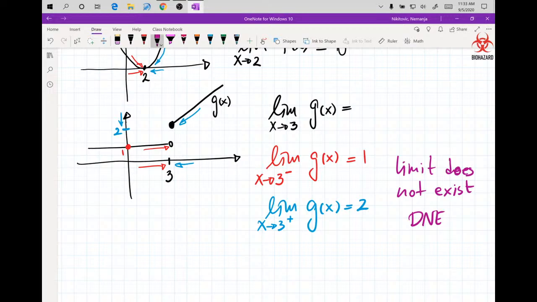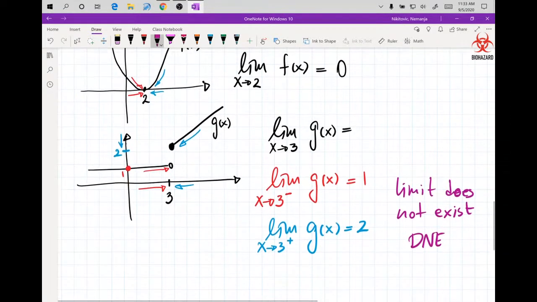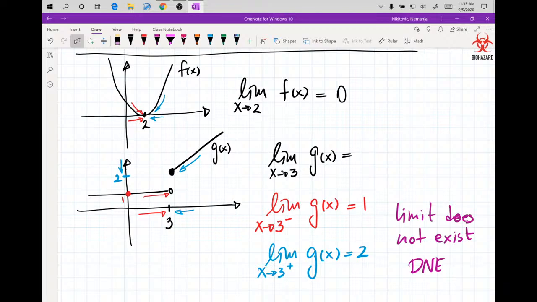So what we have here is when they both meet at the same value, that's the limit, that's the number. When they have different values, limit does not exist.